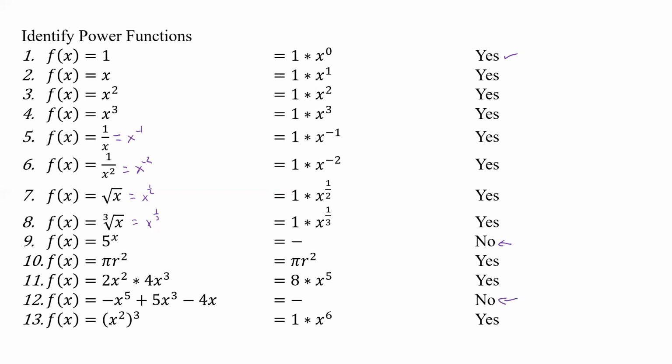What about this one? Well, we can take x squared, raise that to the third. 3 times 2 is 6, so it's 1 times x to the sixth. So that's how we can look at different functions and rewrite them into a power function, or not in the case of those two. And that's how we can identify those power functions.